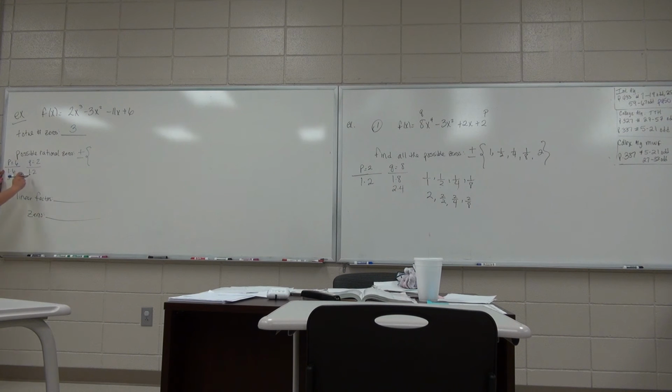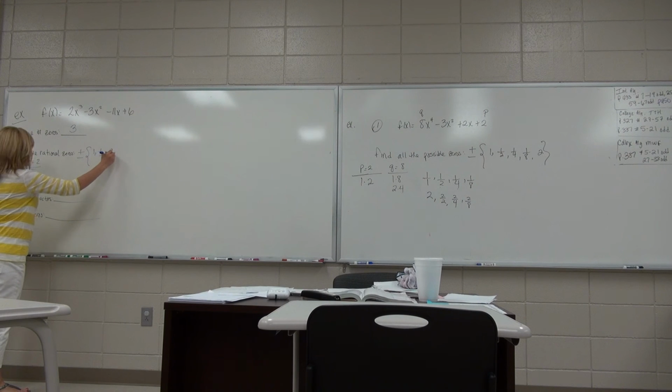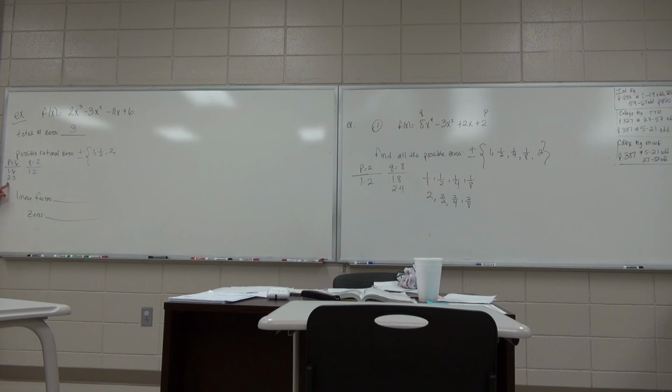Ready? 1 over 1 is 1. 1 over 2 is 1 half. I've used the 1 and I've used the 2. Now go to the 6, or 3, let's go to 3. 3 over 1 is 3. 3 over 2 would be 3 halves. So I put 3 over both of them. Now go to 6. 6 over 1 is 6. And what's 6 divided by 2? 3, and it's already there.